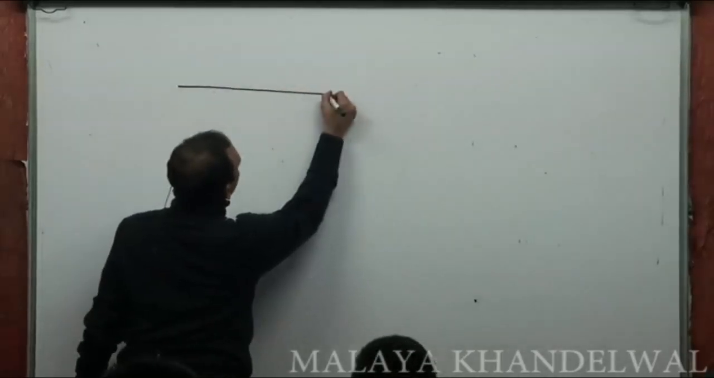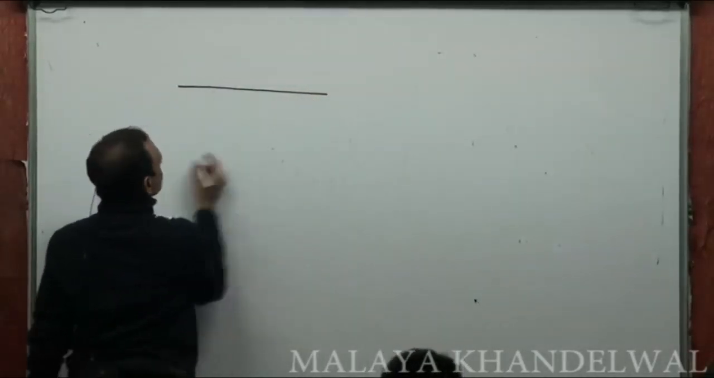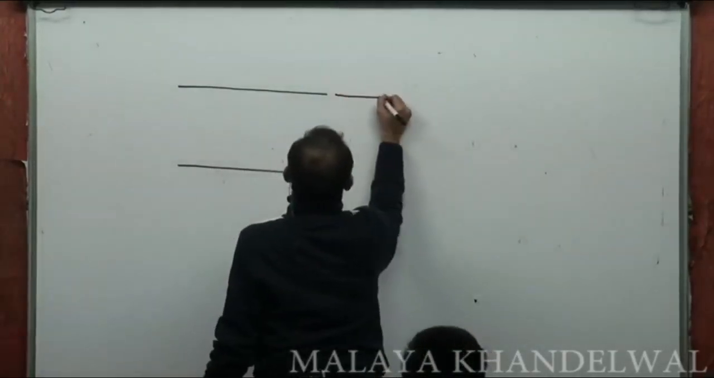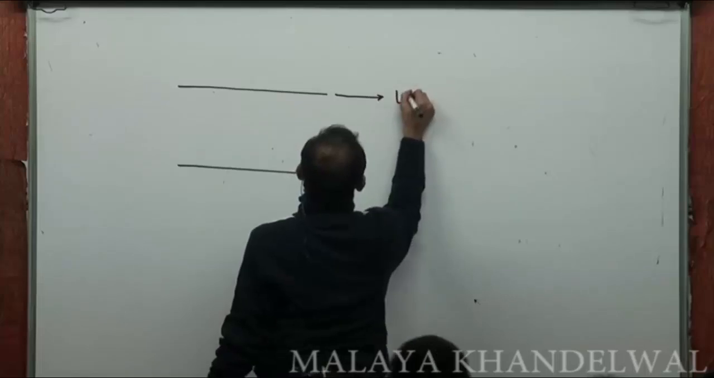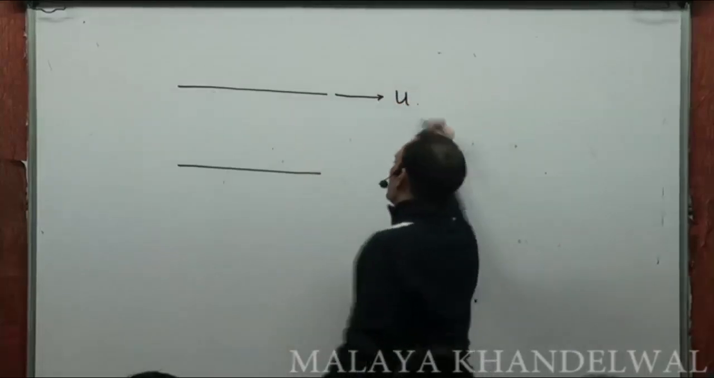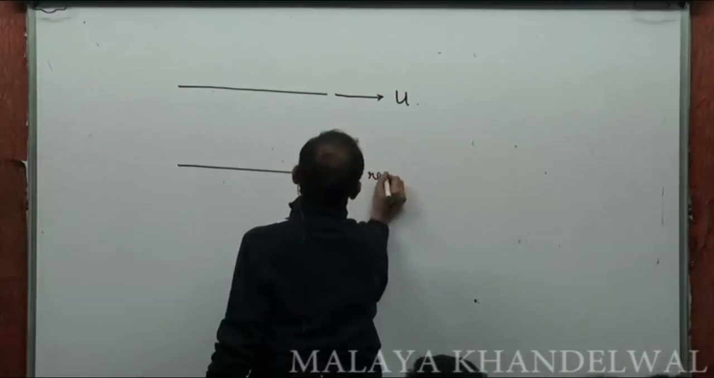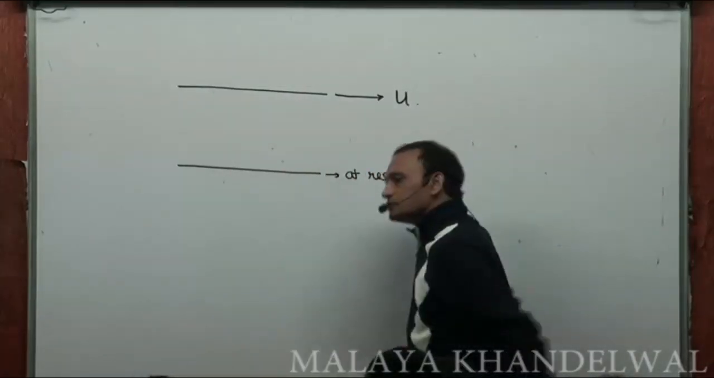Suppose there is a layer of liquid here. And this layer of liquid, let's say by some means, has a velocity u. And this layer of liquid is at rest. This bottom layer of the liquid, let's say, is at rest.